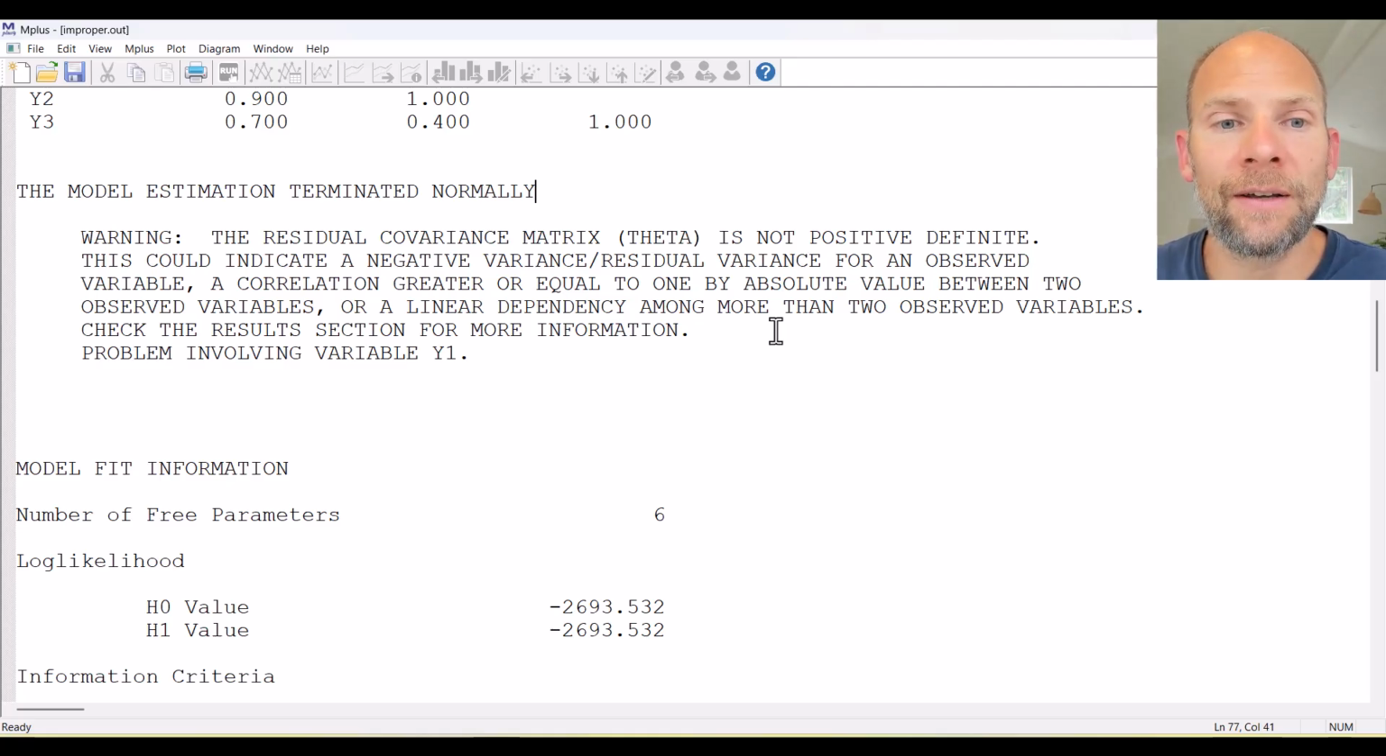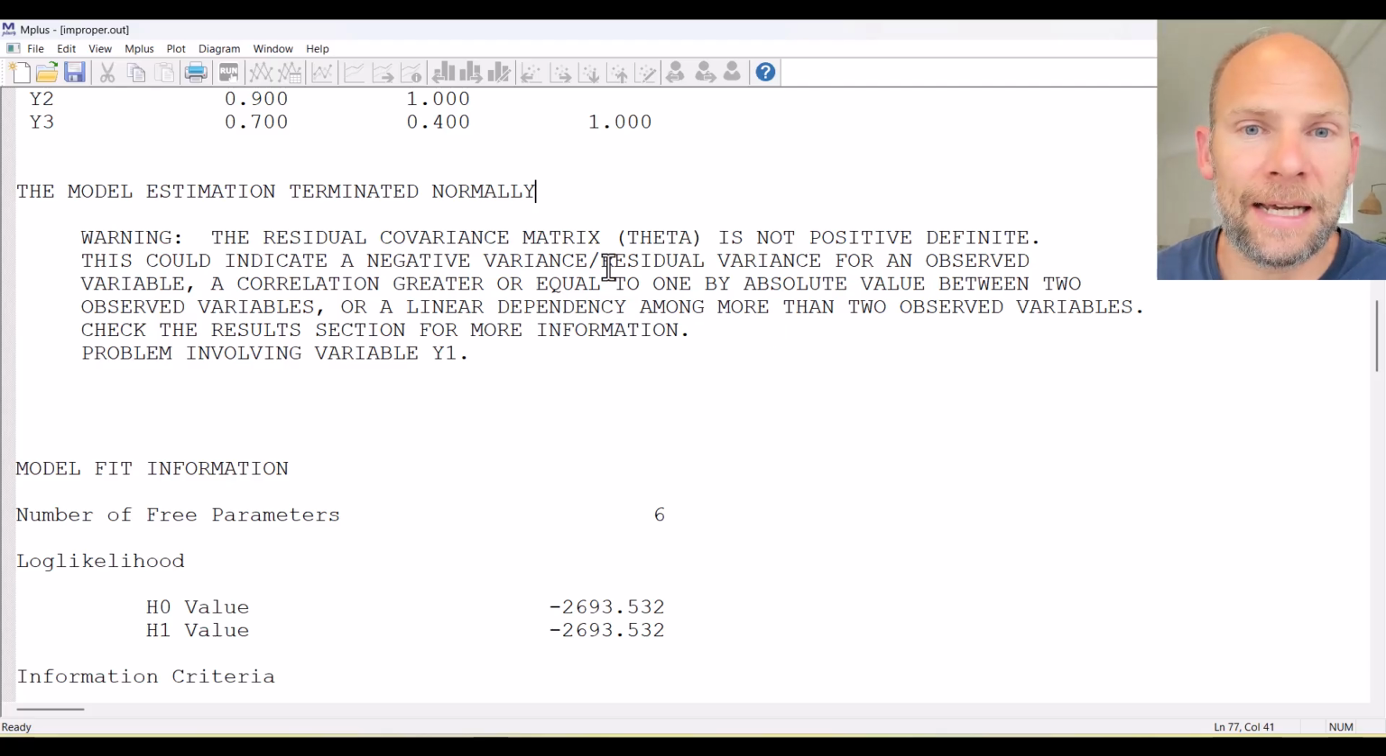Problem involving variable y1. So this alerts us that in the estimation of the model parameters, one or more parameters were out of bounds, meaning a variance that is negative or a correlation that may be above 1 or below -1. So here it's about the absolute value of the correlation. And so then we need to check our model results section carefully to identify that negative variance estimate.